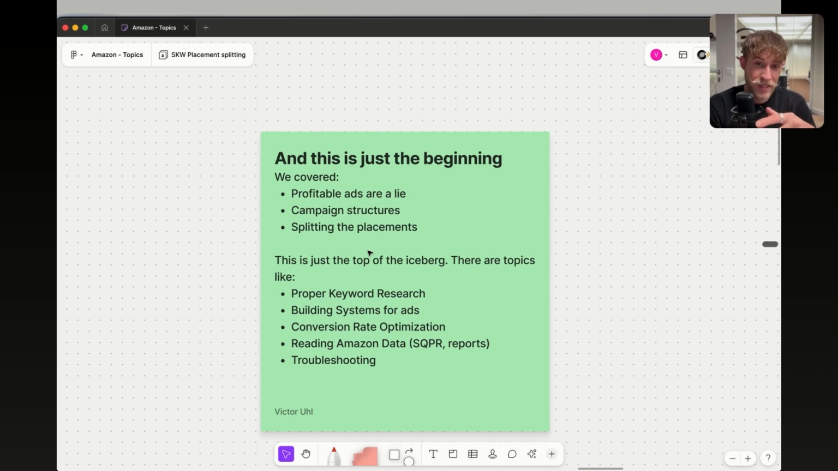How to optimize my listings properly to have a higher conversion rate. Where to look for the data and how to read the Amazon data, all the reports, the SQPR reports, and at the end, also how to troubleshoot problems. I mean, just think about this. Troubleshooting is a big part. If your listing is down, you have to fix it as soon as possible.